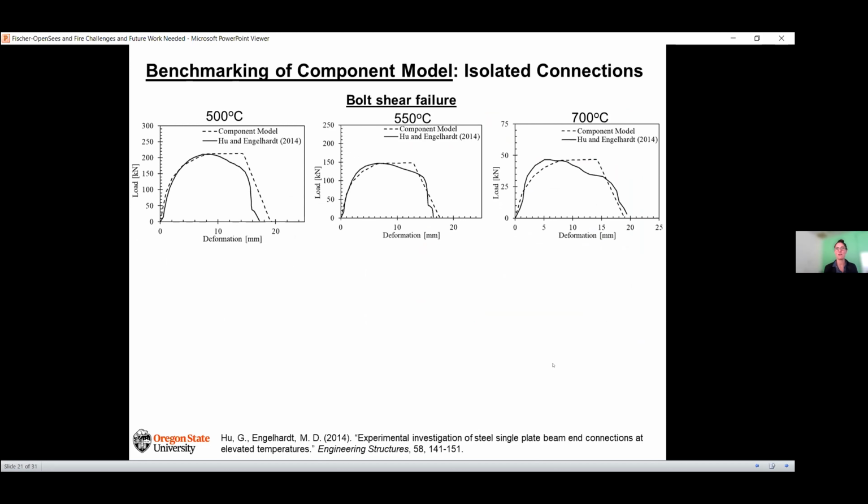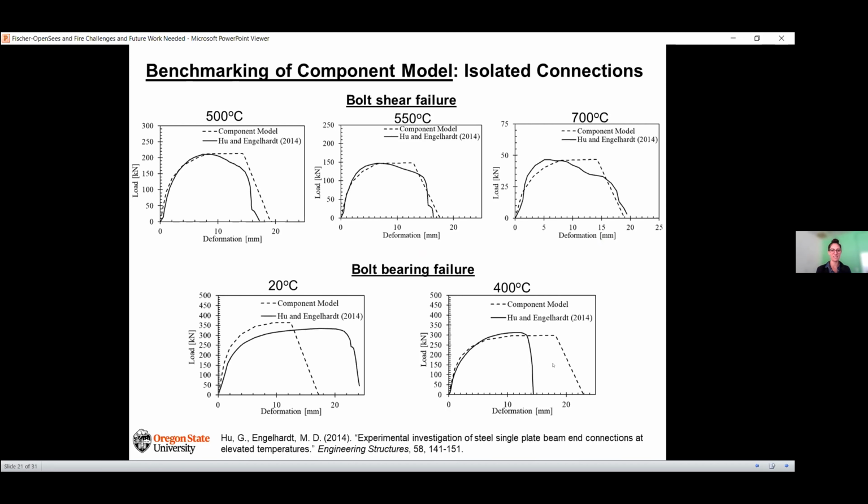All right, so first looking at those tests performed at Texas, we're able to see that our component model does a really good job of actually simulating that ductility, that deformation, as well as the maximum force in the connection. We're able to simulate maximum force in the connection with our component model under bolt bearing. We missed the mark a little bit in terms of the deformation, but with regards to capacity of the connection, which is our ultimate goal, we were able to hit that.